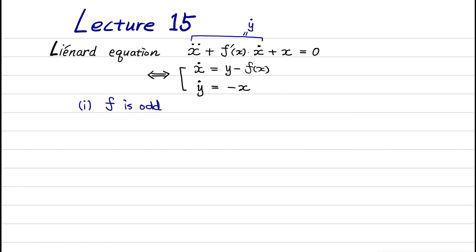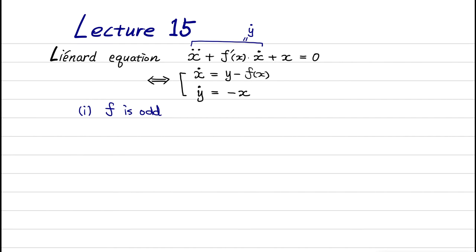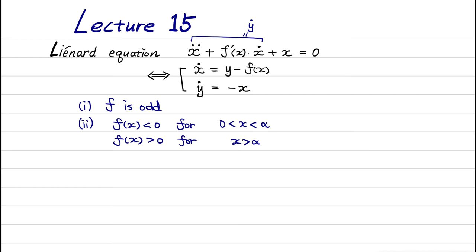So first, f is an odd function, so f prime will be an even function. Since it's an odd function, we only have to define f on the positive side. And on the positive side, we have the following property. And we will further assume that f is monotonic after x is larger than alpha.